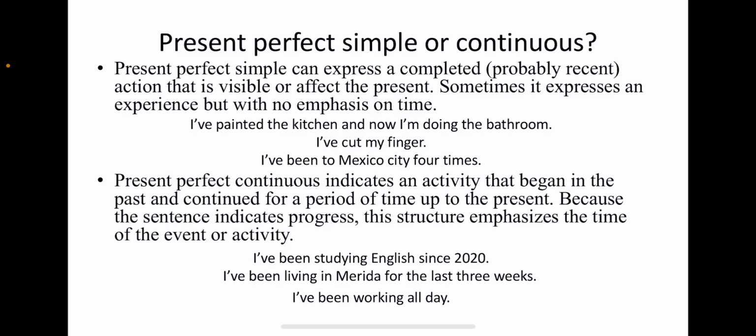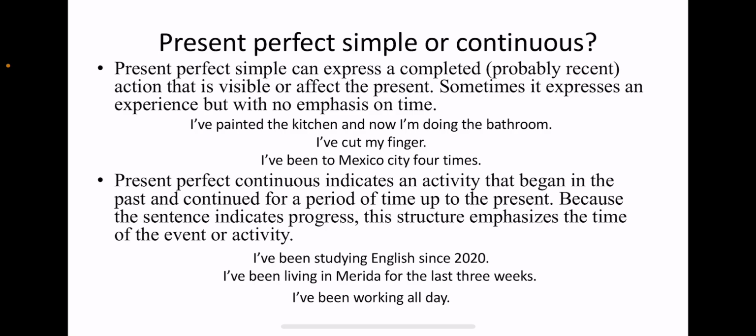Time. But for present perfect continuous, because it indicates an activity that began in the past and continued for a period of time up to the present, the sentence indicates progress, right? So this structure emphasizes the time of the event or the activity. Check the examples. I've been studying English since 2020. I've been living in Merida for the last 3 weeks. I've been working all day.